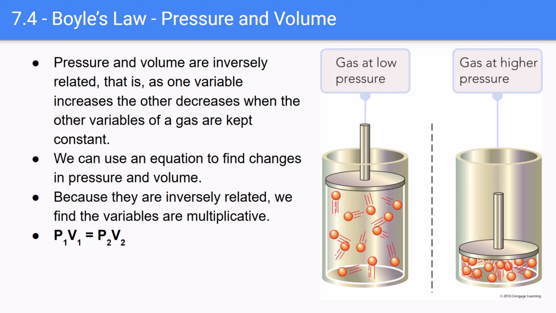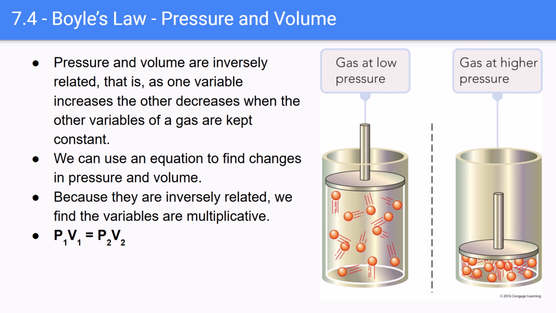And so as a result of them being inversely related, the variables are multiplicative. So the pressure and volume, the product of those two things, in tank number 1 on the left-hand side is equal to the pressure and volume of the tank on the right-hand side. So what does this mean? Well, it means something very straightforward.